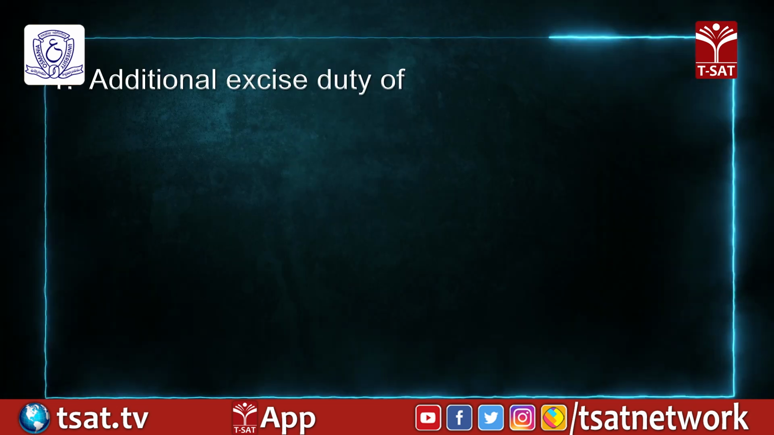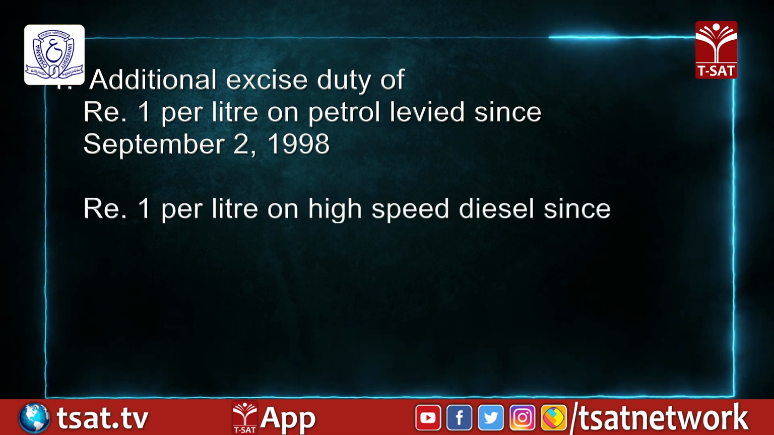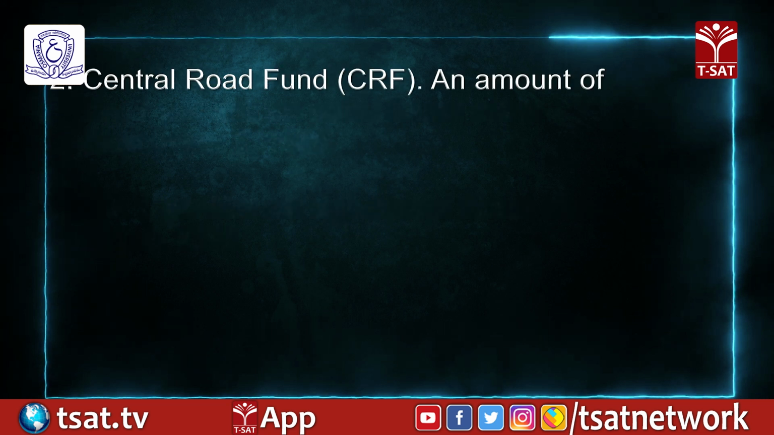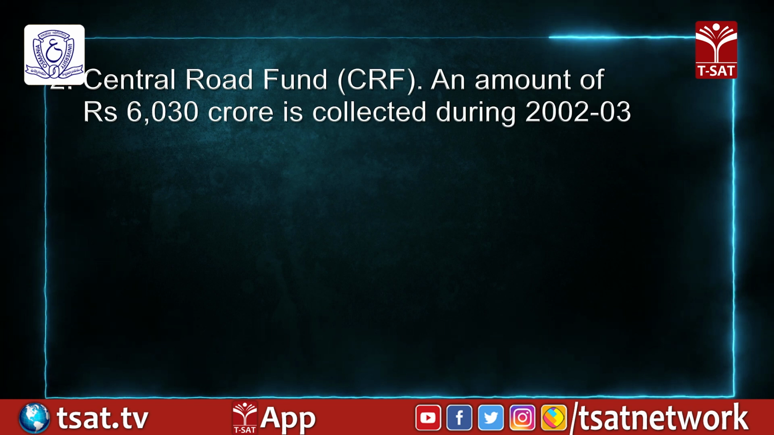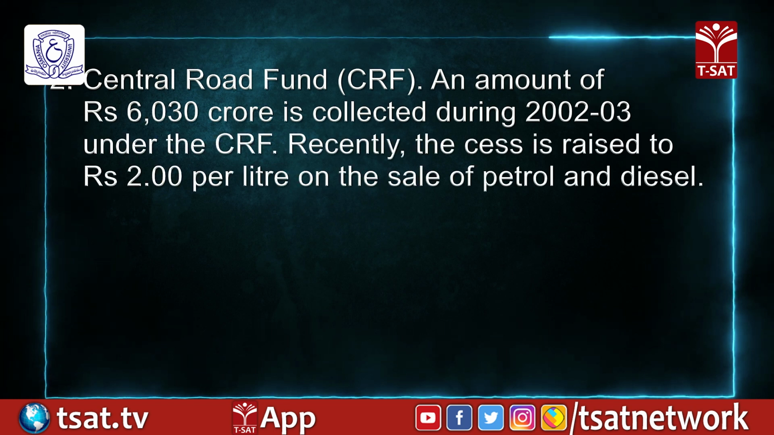The first one is an additional excise duty of rupees 1 per litre on petrol imposed since September 2nd, 1998 and rupees 1 per litre on high speed diesel since March 1999. To the Central Road Fund, an amount of rupees 6,030 crore was collected during 2002-3 under the CRF. Recently, the cess was raised to rupees 2 per litre on the sale of petrol and diesel.